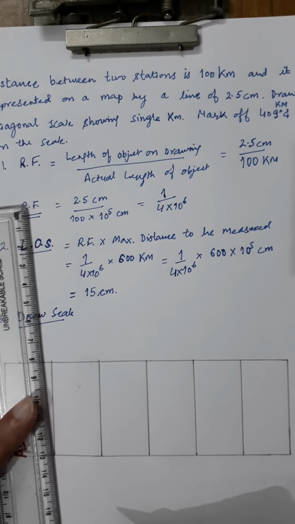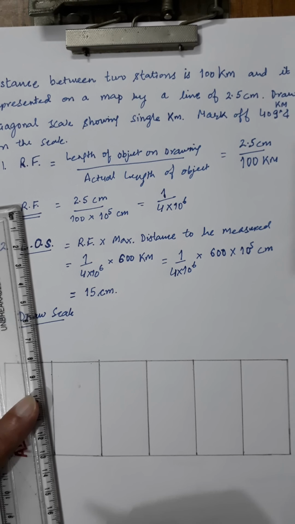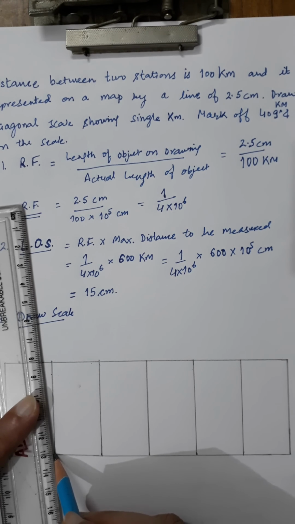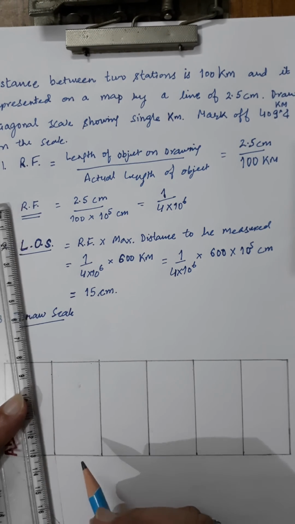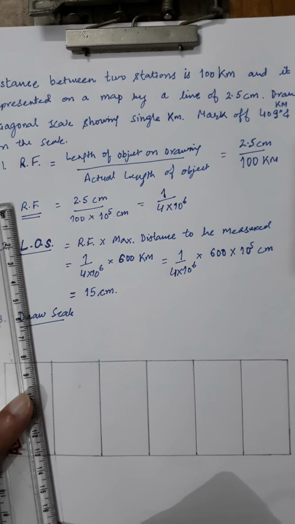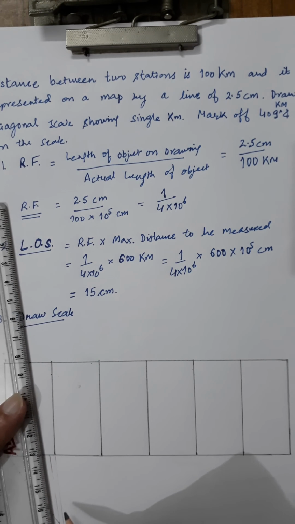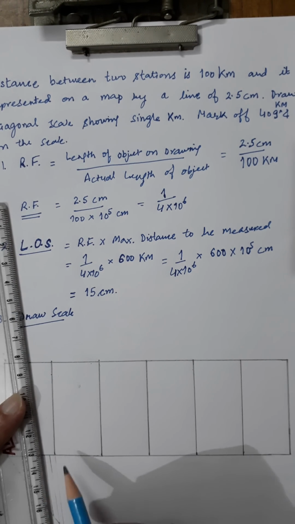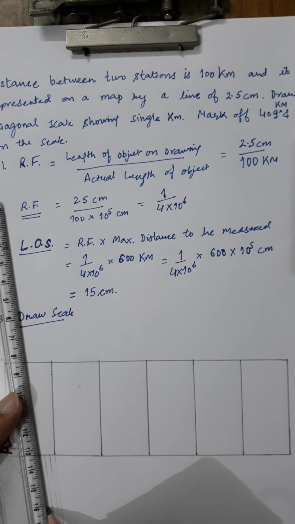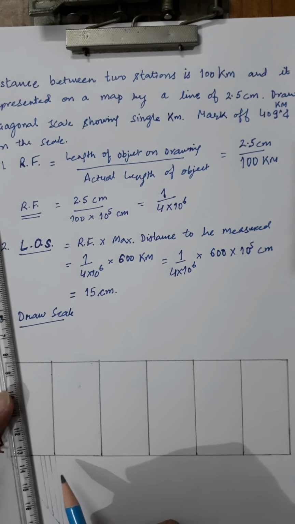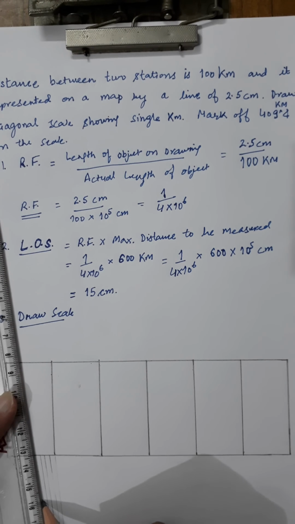Now you can join the first division with this line, then you can draw parallel lines throughout. This is known as the acute angle line method. Always draw continuous thin lines.